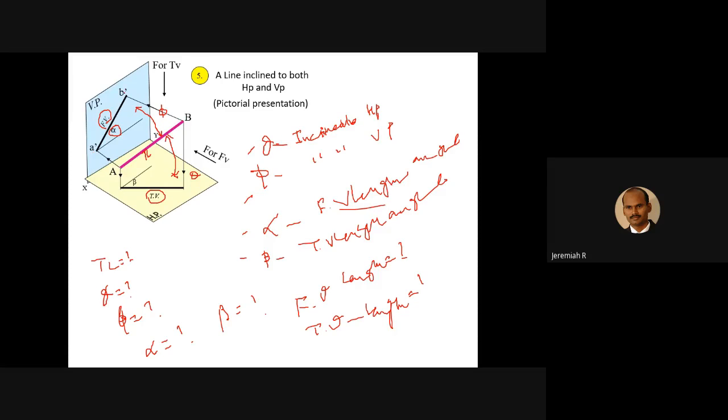Sometimes you have to calculate front view length. This is called front view length. Sometimes you have to calculate top view length. So among these, any question can come. Okay, so we'll see one more case.